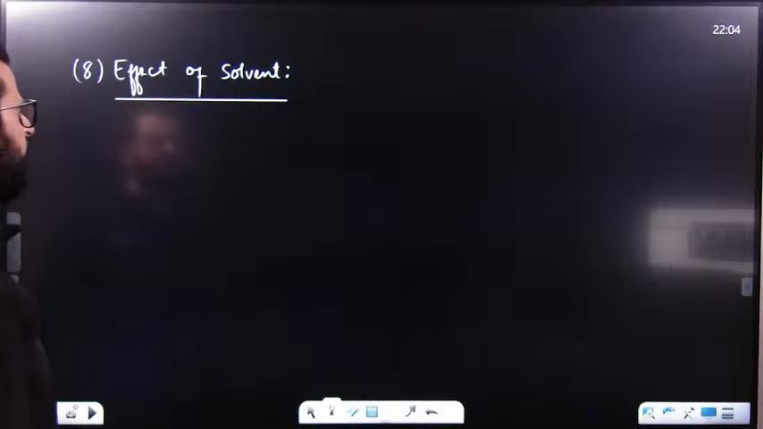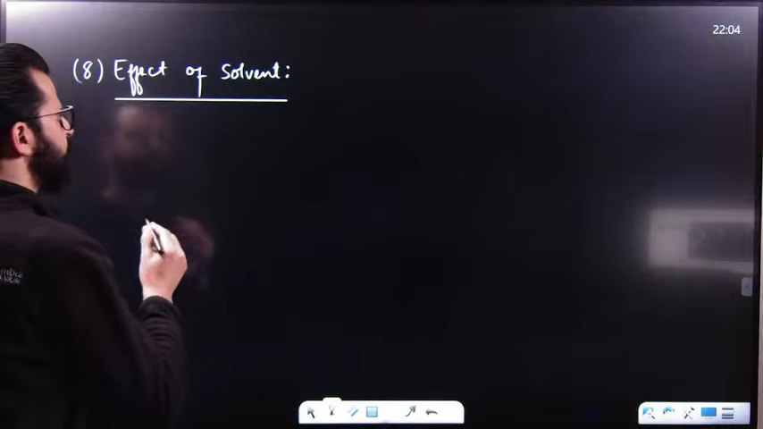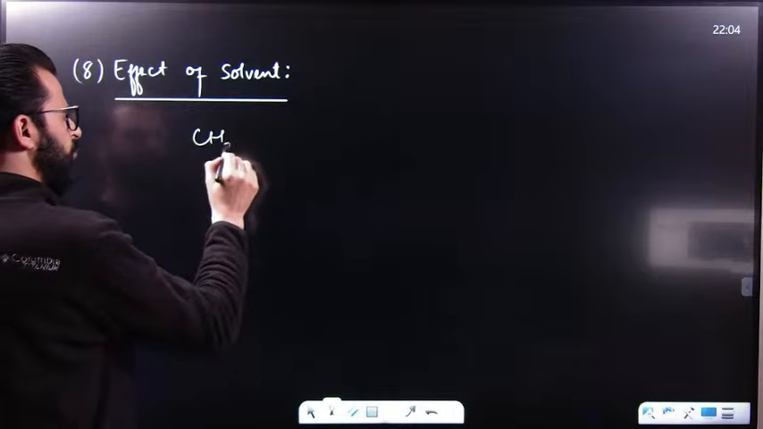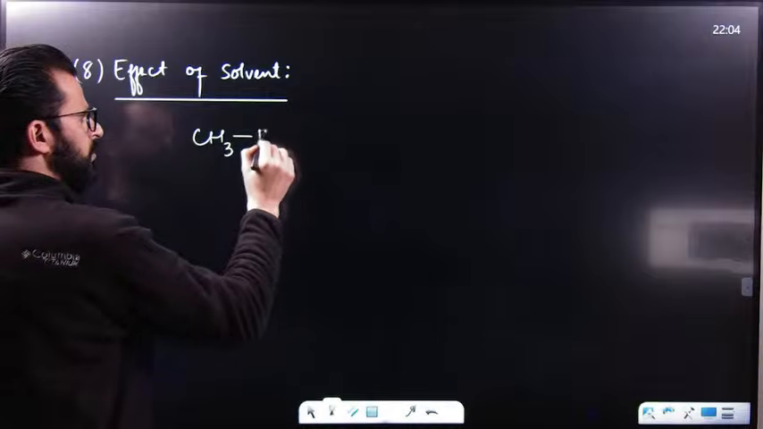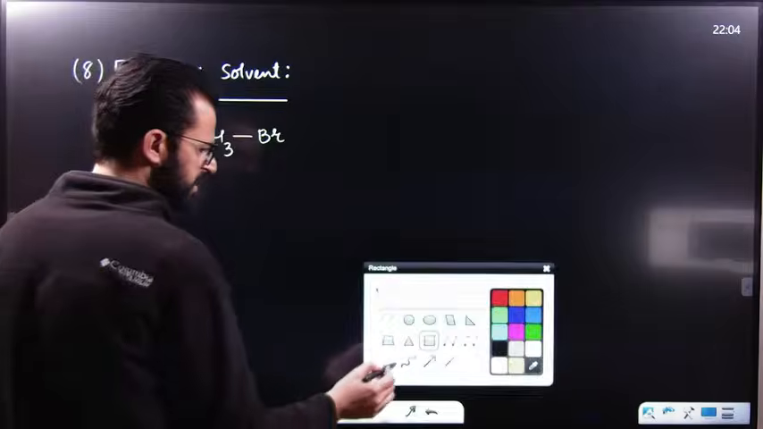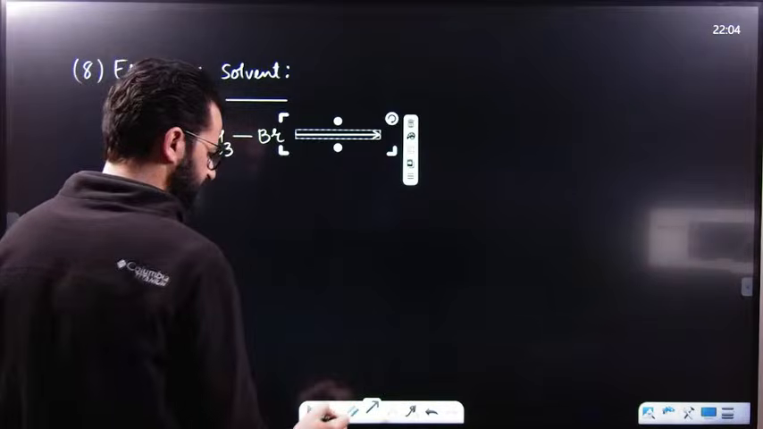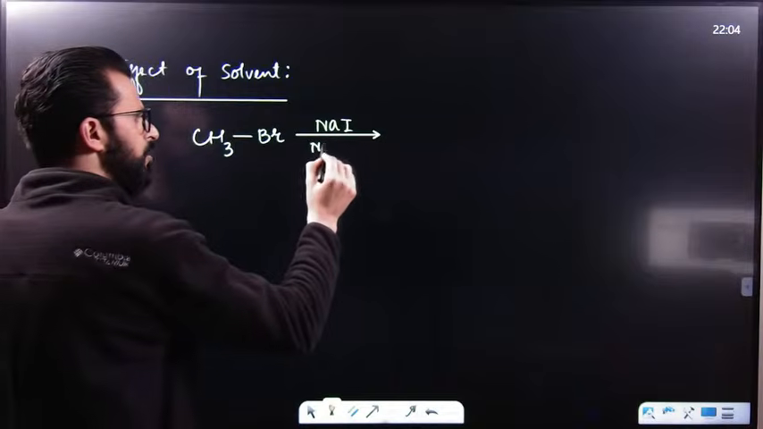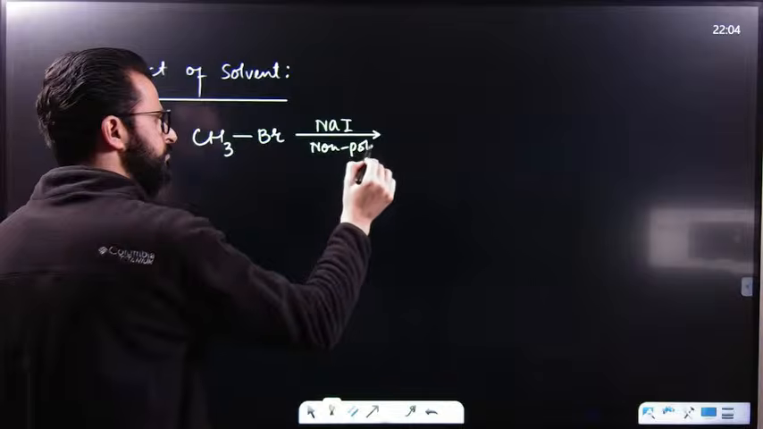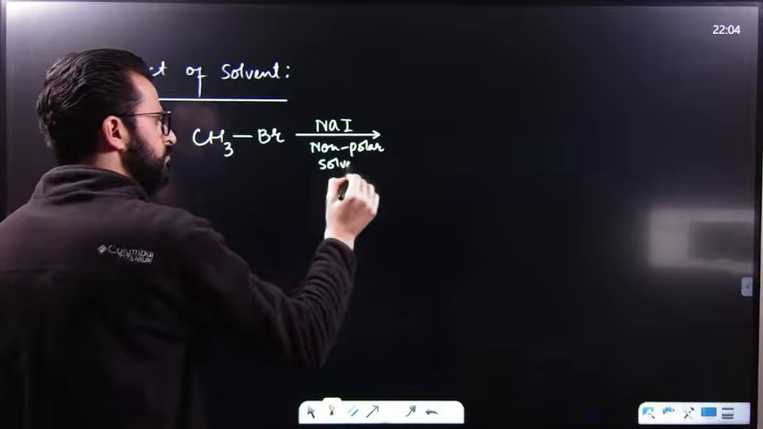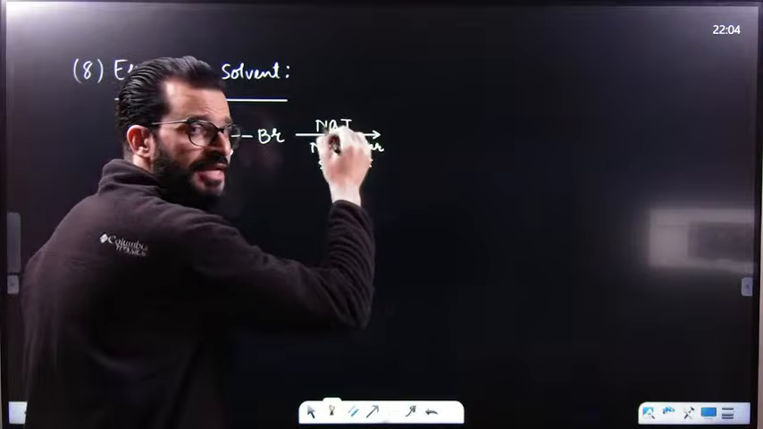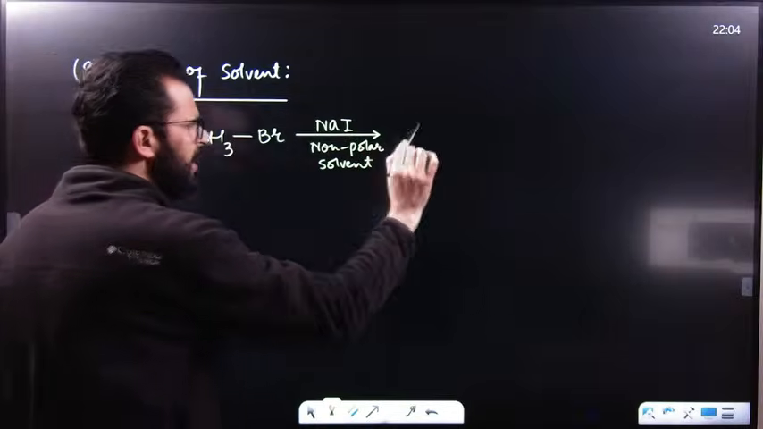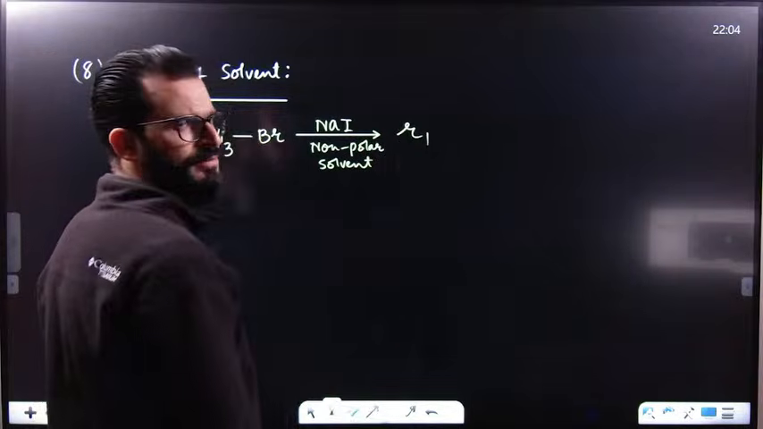After that, it's the effect of solvent. Now, have a look. If you want to replace this Br with the help of NaI, say for example, methyl bromide is treated with NaI but in non-polar solvent. Non-polar solvent cannot ionize this ionic compound. That means there is no formation of I minus. So if there is no formation of I minus, the rate of this reaction will be low. Suppose the rate of this reaction is R1.